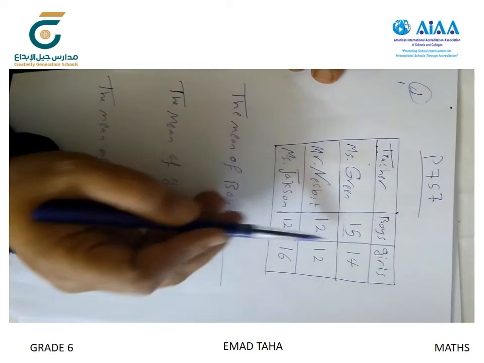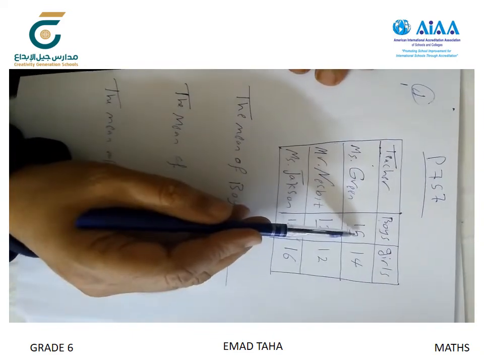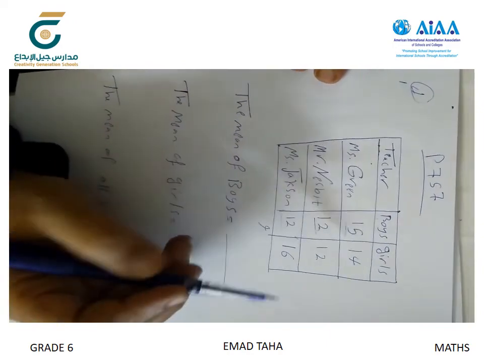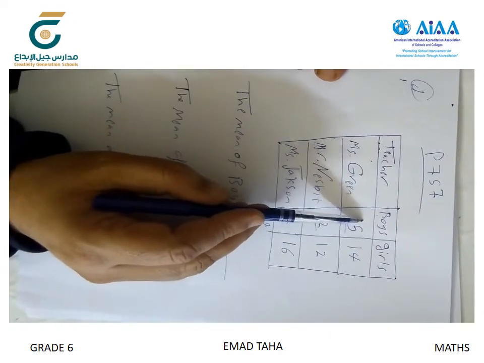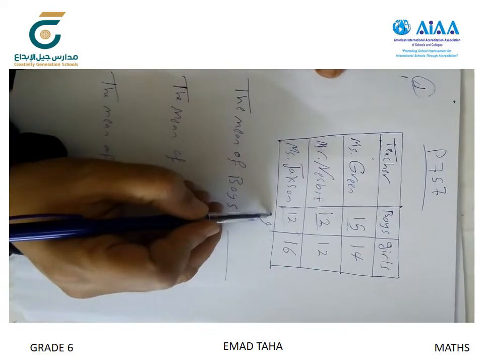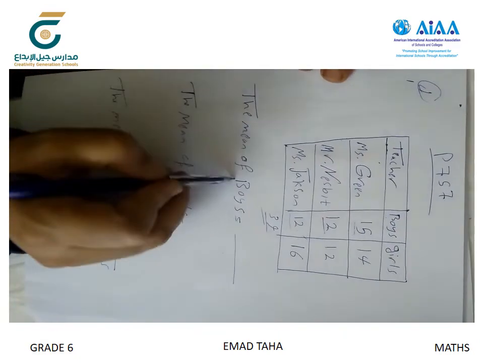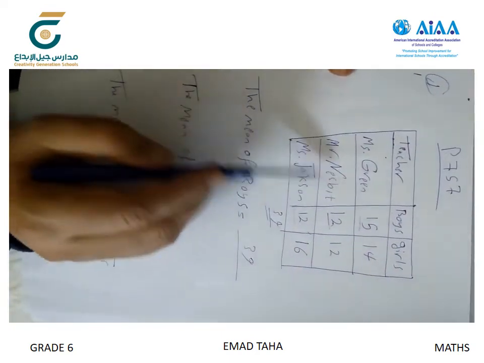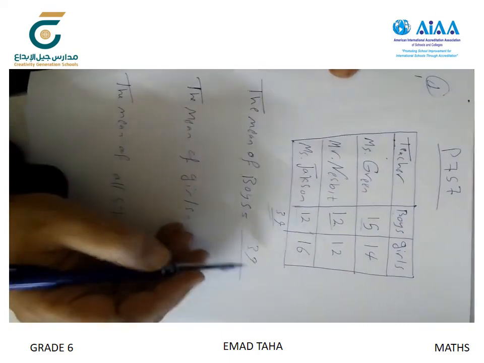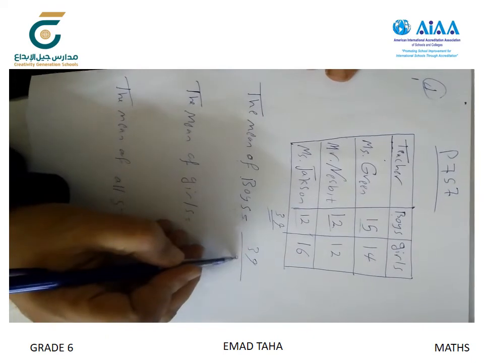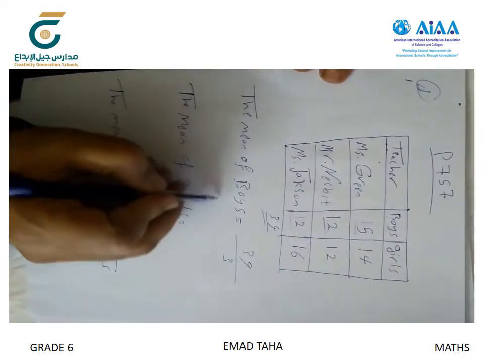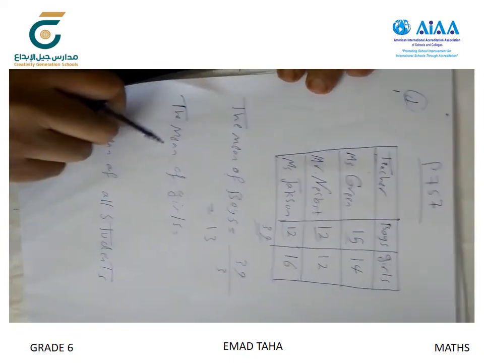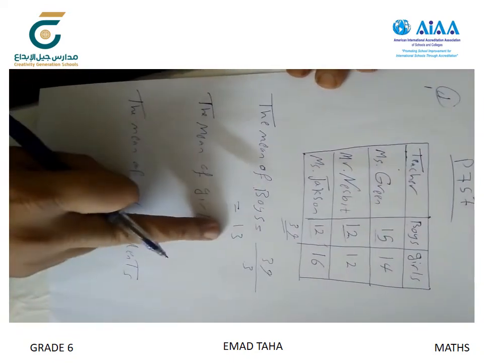Okay, the total number: we add the number of boys, 5 plus 2, 7, plus 2 equals 9, and 1 plus 1, 2 plus 1, 3. That equals 39. So the total number of boys equals 39. And how many classes here? 3 classes. So we divide the 39 by 3 classes, which equals 13. So the mean number of boys in 3 classes equals 13.